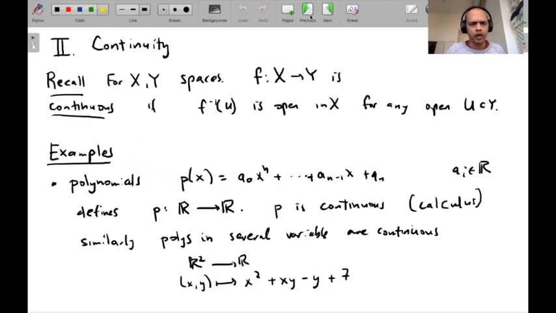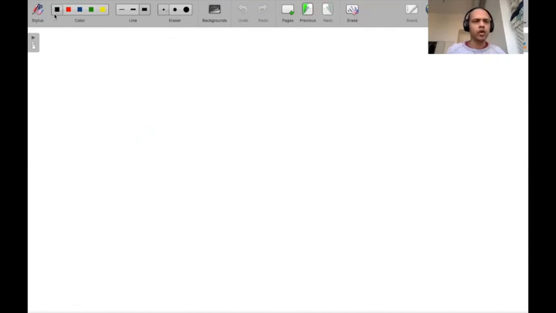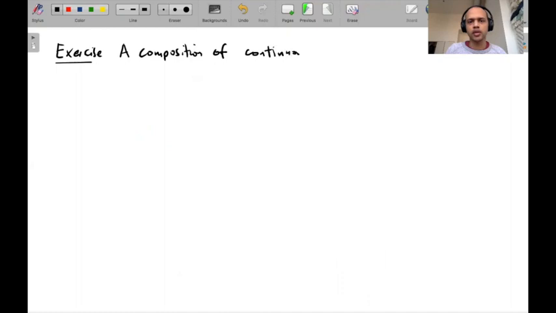Okay, so these are continuity examples. This is a good example to see how to actually use this definition, that the preimage of an open set is open, to prove a map is continuous. I want to do one more example, or let me call it an exercise, for working with this definition of continuity. The exercise is: a composition of continuous functions is continuous.